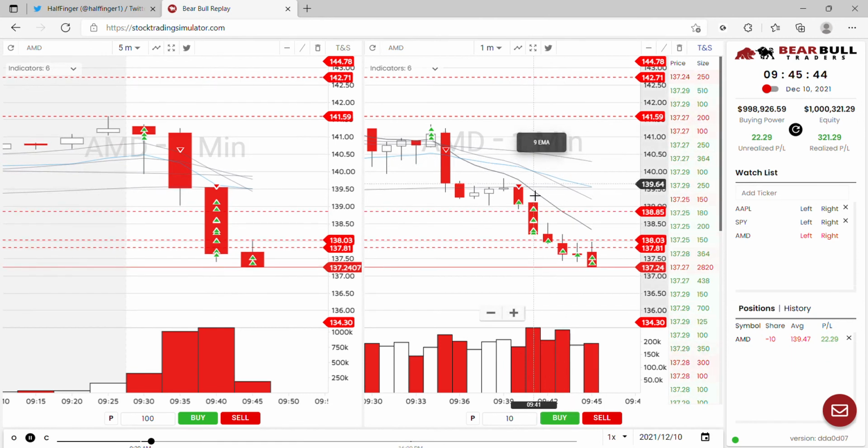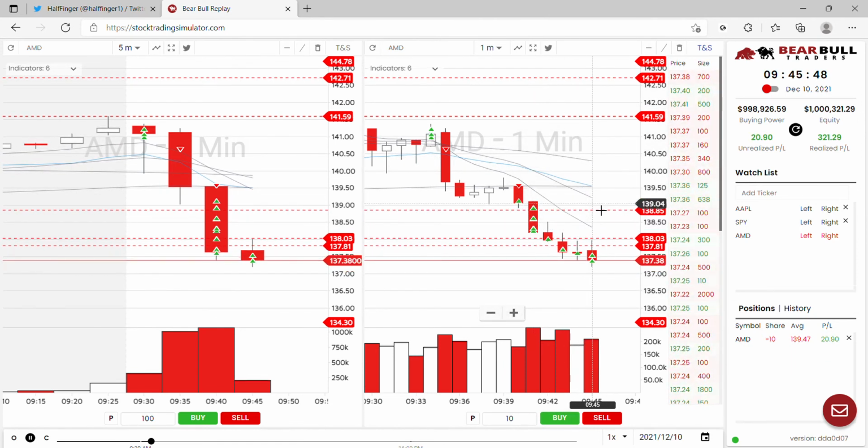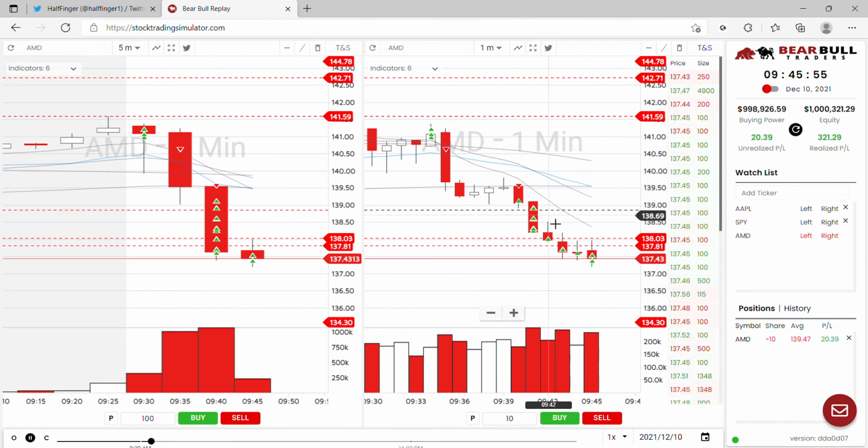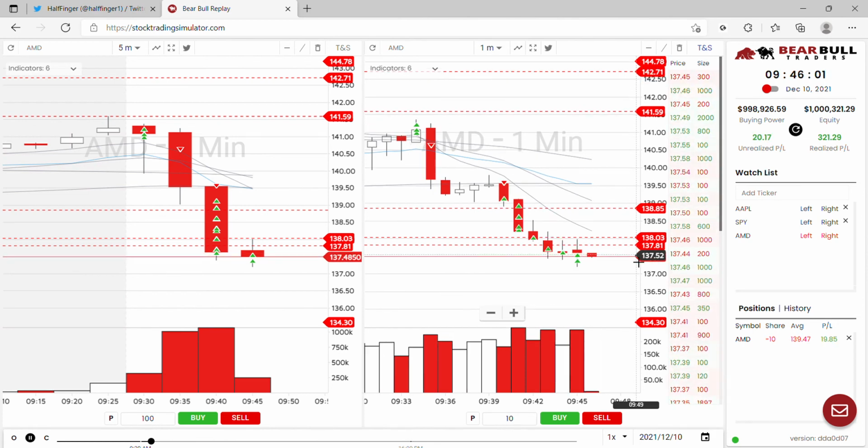So if it could go back to this moving average or the 20 moving average, it could be a good place to add into it. But I don't have a lot of shares left here.